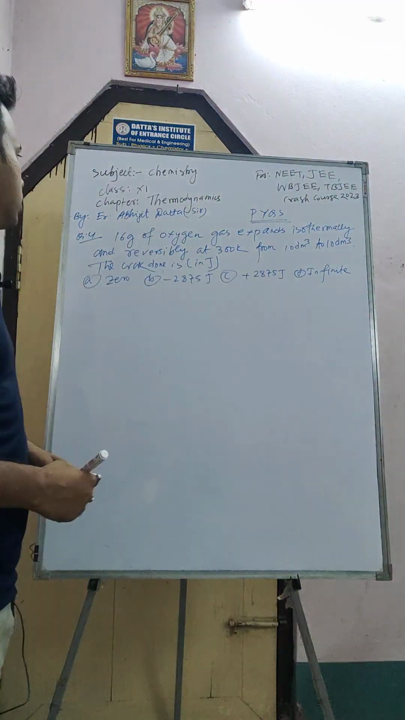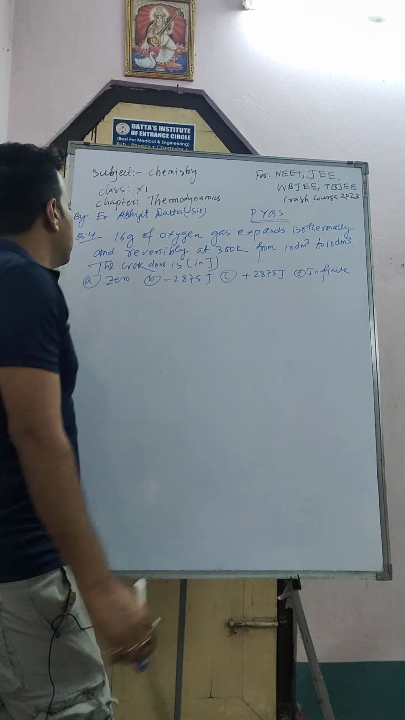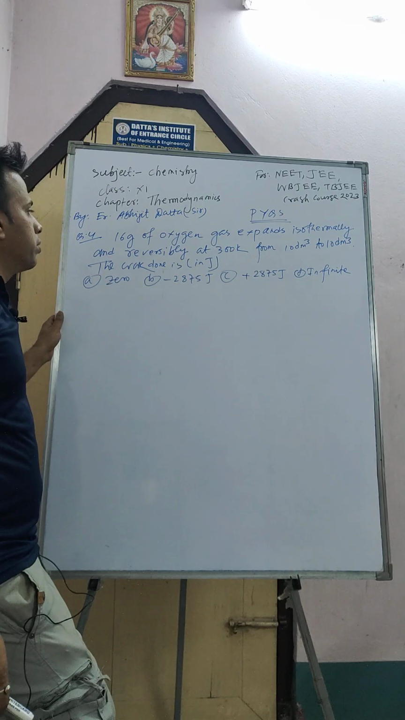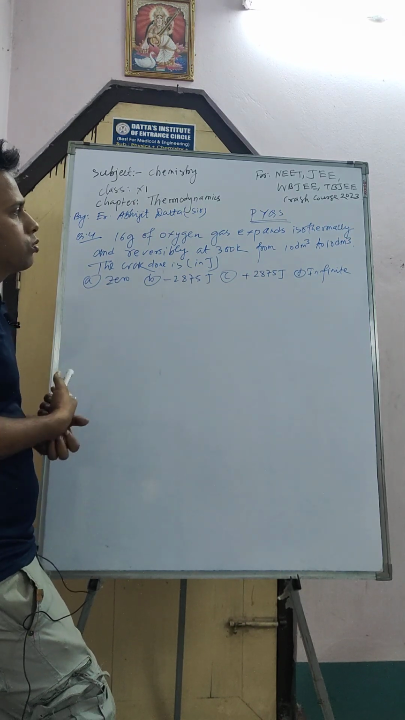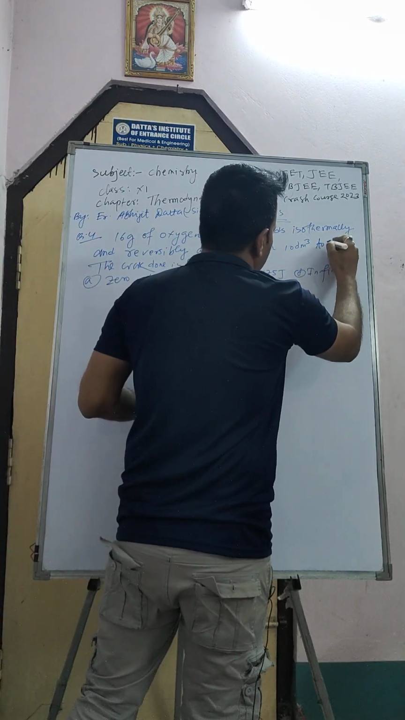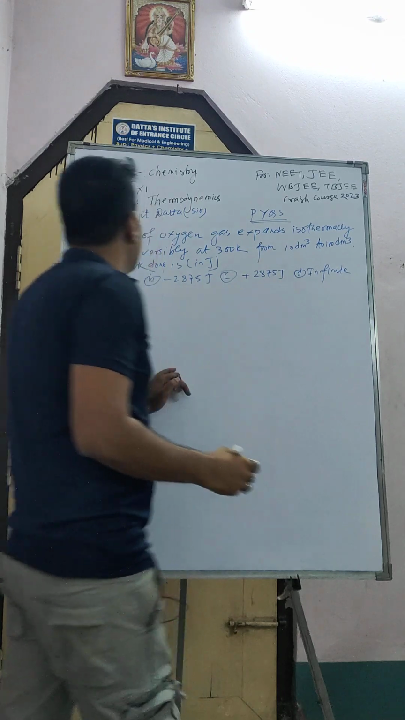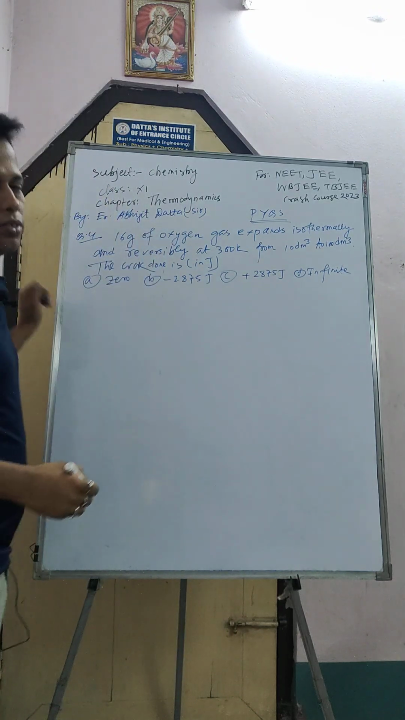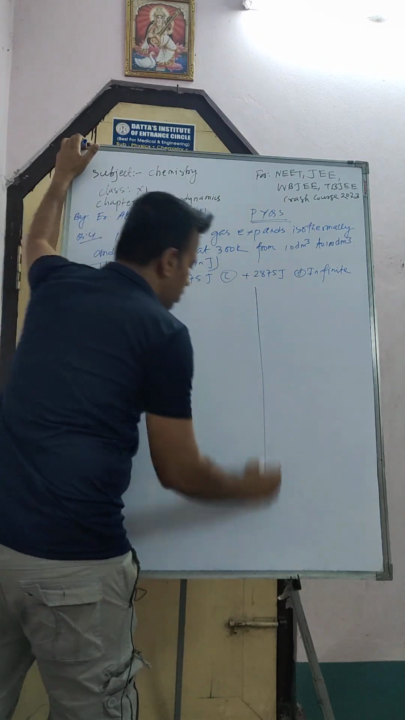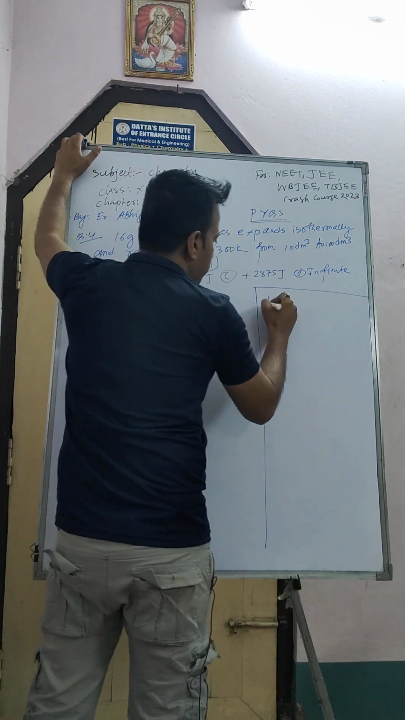So our next question, that is question number 4, is like this. 16 gram of oxygen gas expands isothermally and reversibly at 300 K from 10 decimeter cube to 100 decimeter cube. The work done in joule we have to find out. Okay, so what is given here? First I will explain the formula.